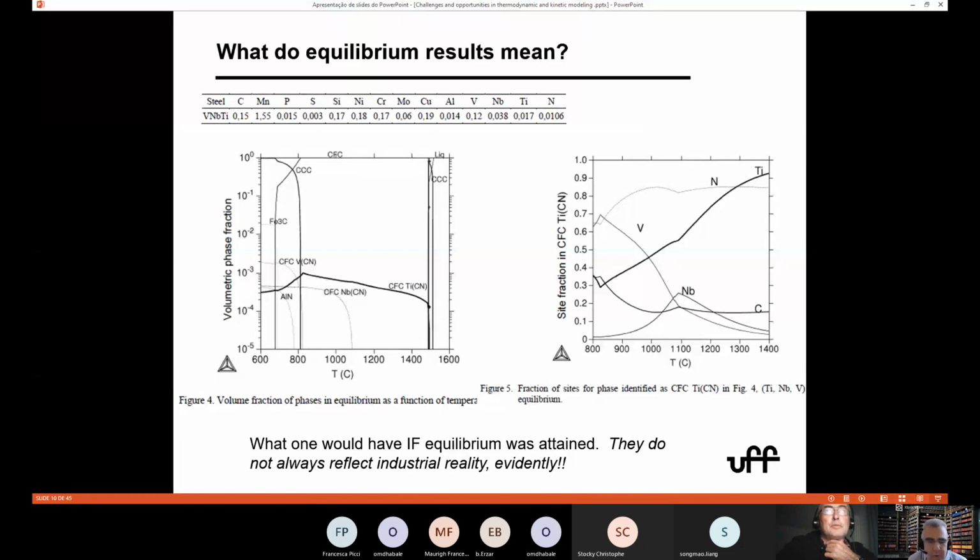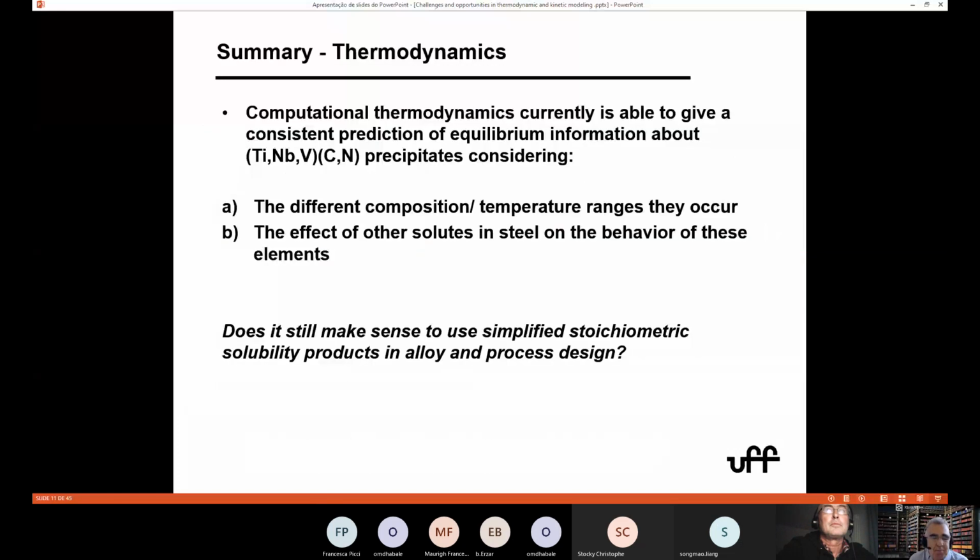Now you have to be careful, because if you start to adjust the equilibrium values because you don't see them in reality, then you end up in a complete mess, because you don't have the thermodynamics right anymore. You have everything mixed up. So my suggestion is, let's keep the thermodynamics as it is.